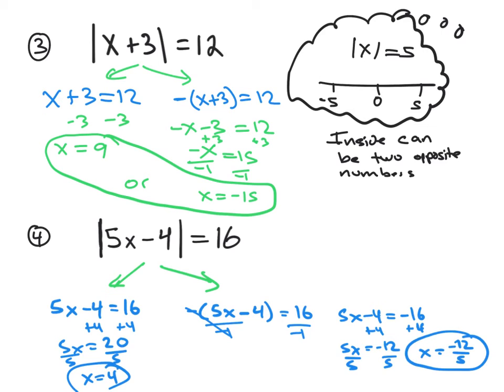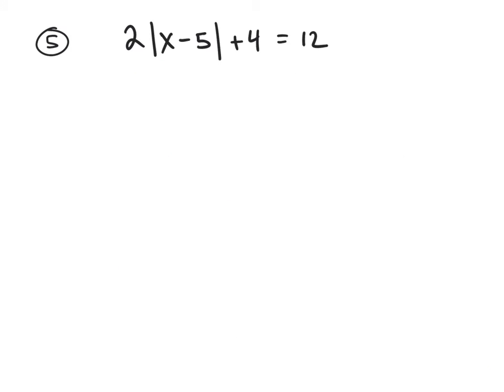One more problem. All right, and then in this last problem here, we've got kind of a lot more going on. You'll notice we have stuff outside the absolute value. And so when I talk about outside the absolute value, I'm looking at this 2 that's multiplied in front, and this plus 4 that's added after the absolute value symbols.